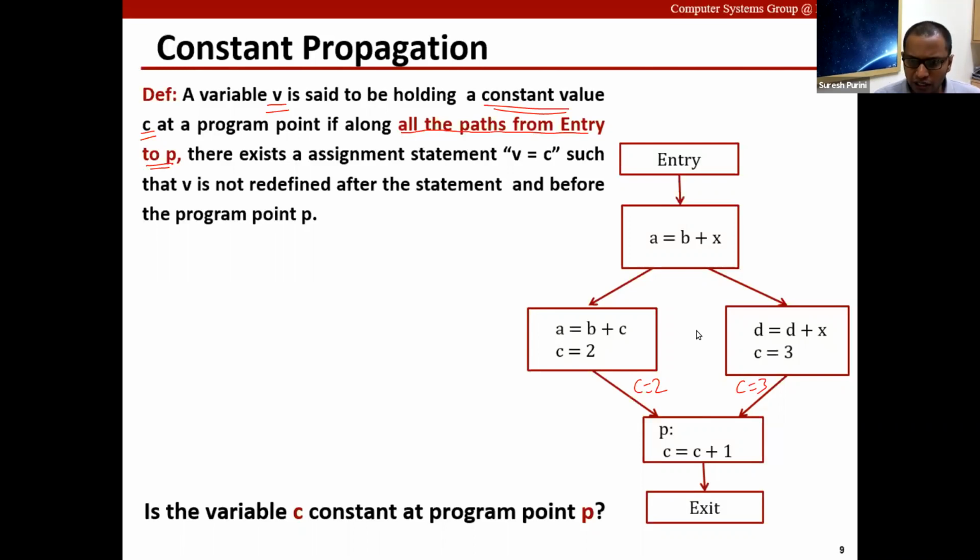So at the program point P, if you ask the question, is the variable C holding a constant? The answer is yes, but unfortunately it is not holding the same constant. Along one path it is holding the constant 2, along another path it is holding the constant 3. So we will not be able to replace this variable C with either 2 or 3, because it depends on which path is taken. So there's a problem here. How do we solve this problem?